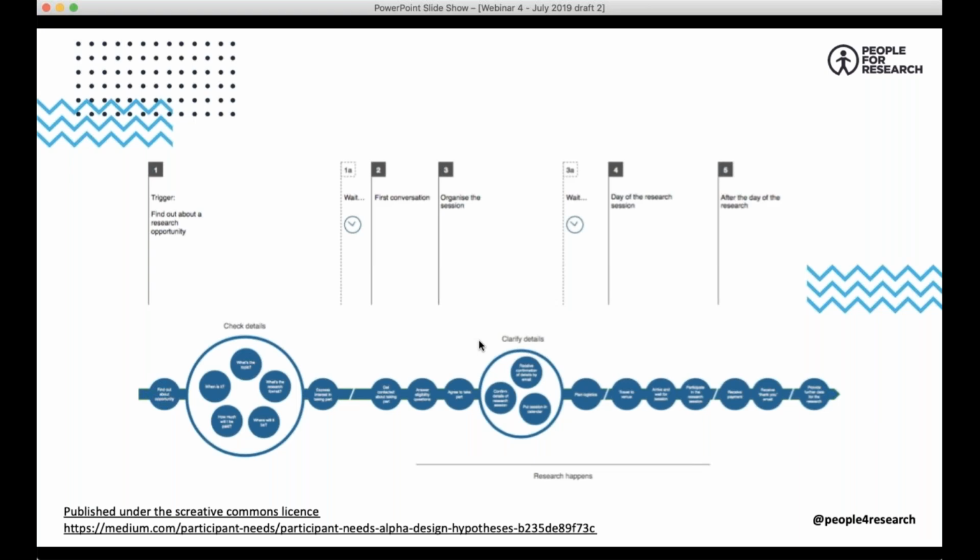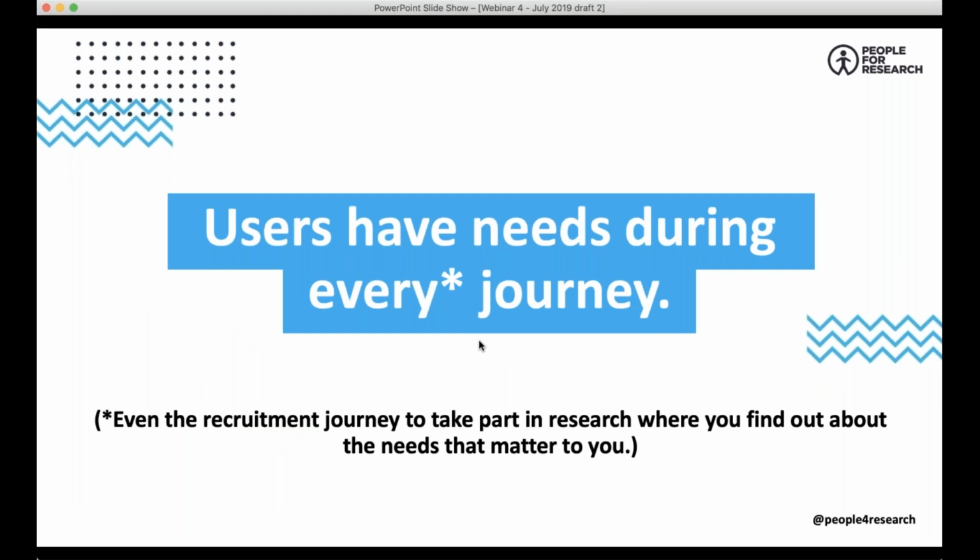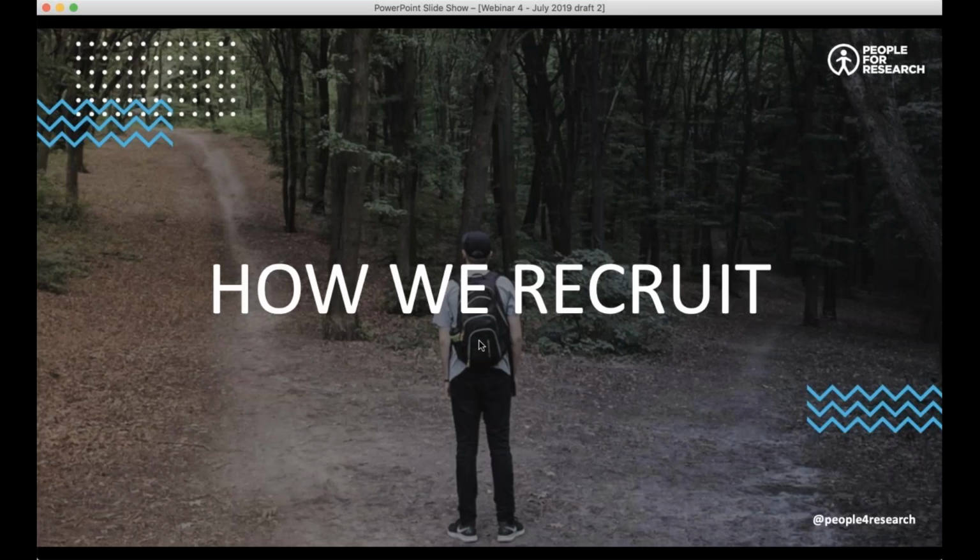And I think it's really important to acknowledge that from the participants' point of view, all of this is the research process. They don't distinguish between, oh, I'm now being recruited, now I'm in the research process. And that users have needs during every journey, which, if we've got user researchers listening, yes, I'm probably preaching to the converted, you know all of this, but remembering that they also have needs during the recruitment part of the research journey. So I'm now going to hand over to Maria at this point to carry on the webinar.